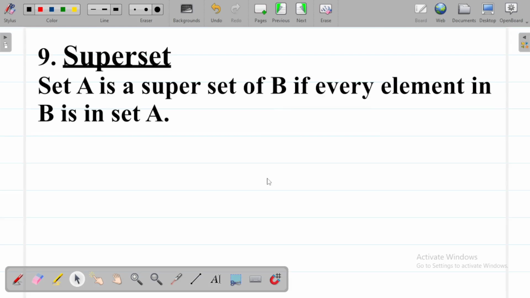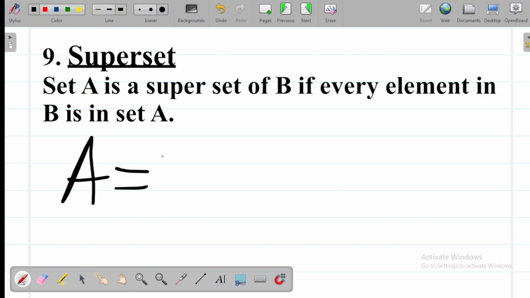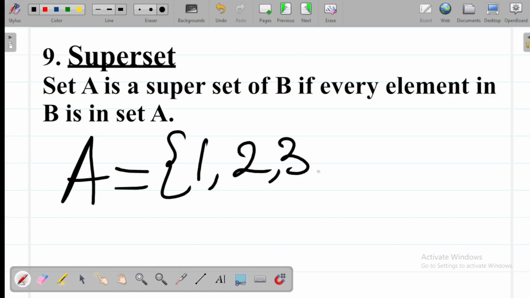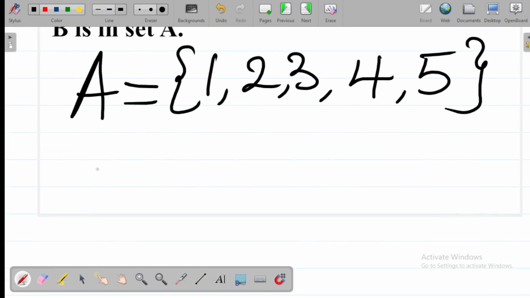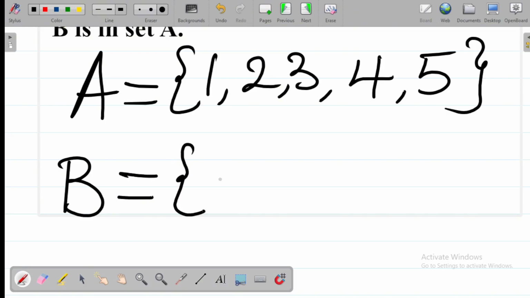All right, so let's consider the next one. The next one here is superset. Set A is a superset of B if every element in B is in set A. Let's take an example. If set A is equal to {1, 2, 3, 4, and 5}, and then set B is equal to {1, 2, and 4}.